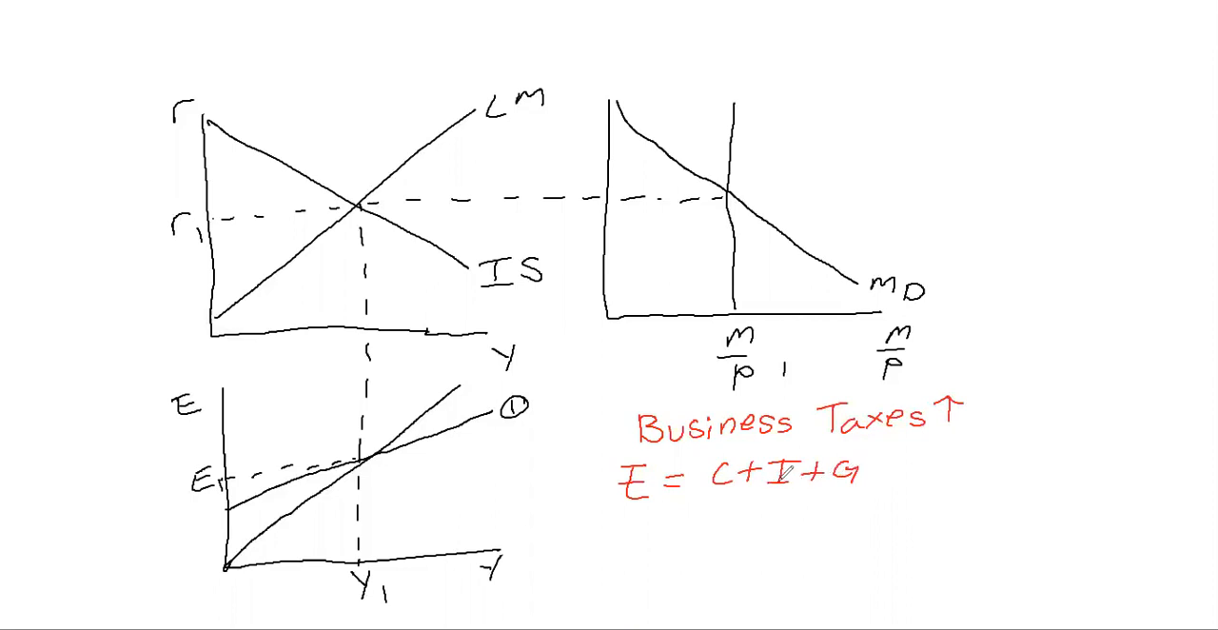Now we know from our relationships that business taxes are in the function of investment. So if business taxes increase, investment would decrease and thus decrease expenditure. So we know that the expenditure would fall to 2, creating our new equilibrium, E2. Now, the rest of the economy is not in equilibrium.